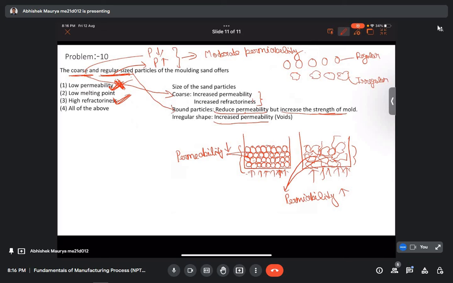And if you see the all of the above option, since the first option is wrong, all of the above cannot be correct. And low melting point has nothing to do with the size and shape of the particle. Melting point is a function of material. If the material is the same, then whether it is coarse or fine, the melting point remains the same. So size of the sand has nothing to do with the melting point, so this option is wrong. The only correct option is the third one, high refractoriness.